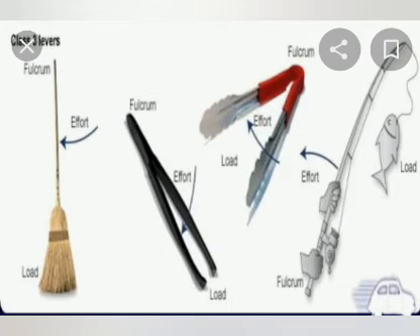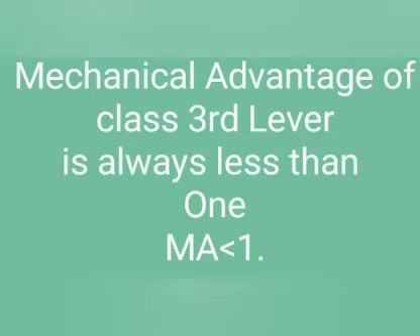In class third lever, the effort arm is always shorter than the load arm. This type of lever always reduces the applied force. The mechanical advantage of class third lever is always less than 1.